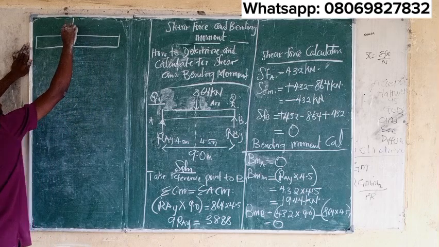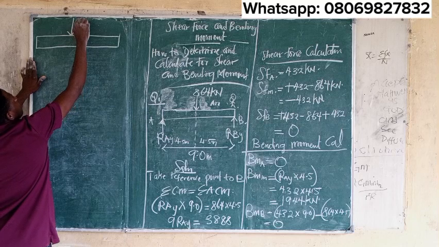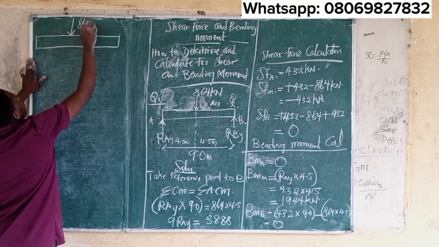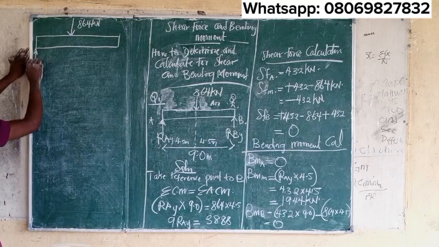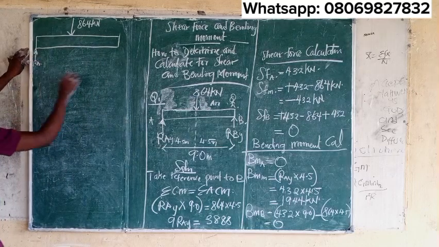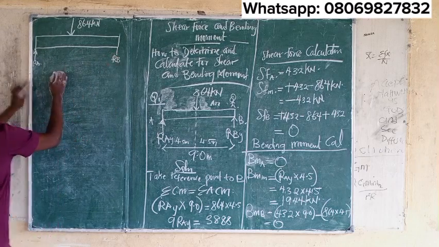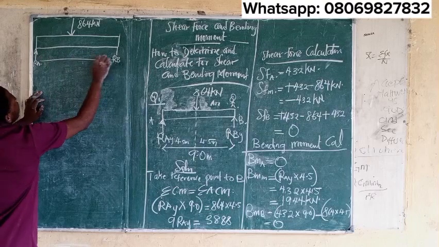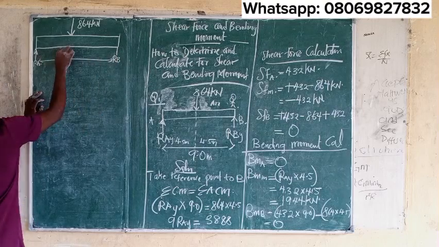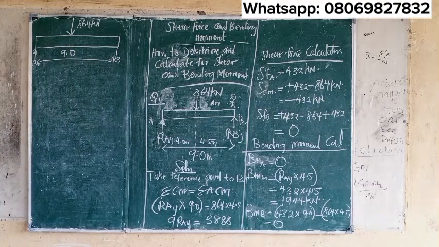Now they say the point load is acting at the midpoint, and this is 864 kilonewton. We have this support, which is RA, and we have this other support, which is RB. What next? He gave us the distance from here to this point to be 9.0. That was the diagram.